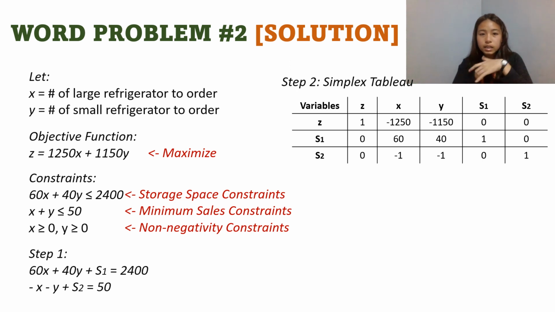In iteration 1, pivot column x, pivot row slack 2, because 1 over -1 is the smaller ratio. In iteration 2, pivot column y, pivot row slack 2, with 40 and 60. And in step 4, iteration 3 has no negative values in the objective row, so the optimal solution is reached.